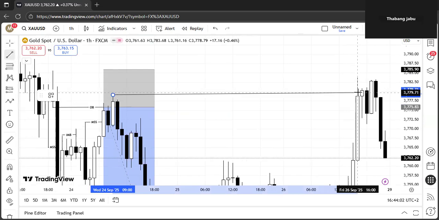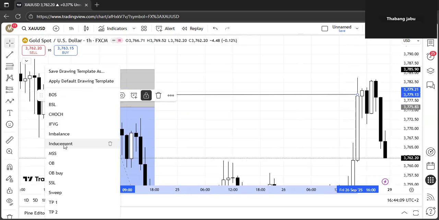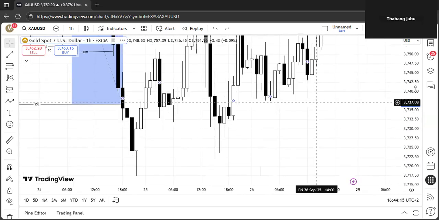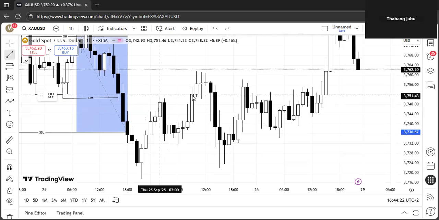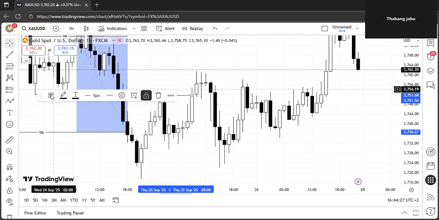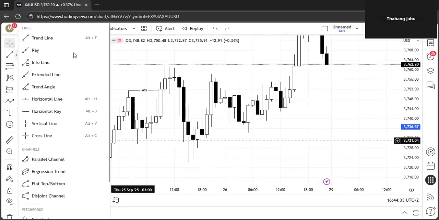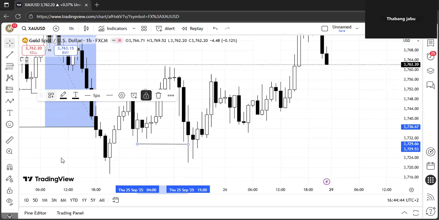We just have to wait for an entry point, and it's given by the first change of character to that direction. So we actually got this entry and it hit TP yesterday. So let's mark it. This is how I got it. This is our change of character. And there's our inducement.